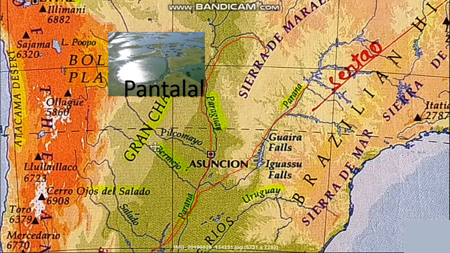Now in this part, in the western part of the Bolivia plateau, we have Pantanal. Pantanal is a swampy land, which is also called the largest wetland in the world. We have swampy land here. Swampy land means दलदल; that is what we call swampy land.